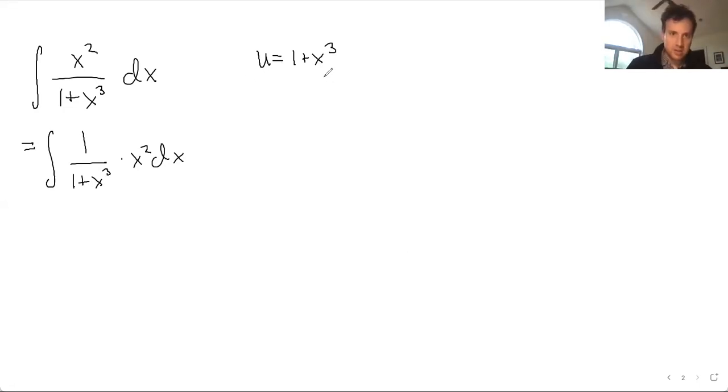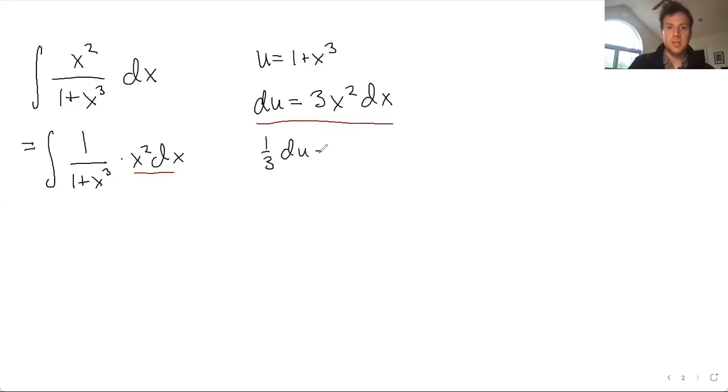So if we make this choice, u is 1 plus x cubed, then we take our derivative. The 1 goes away. The power rule gives us 3x squared dx. We're off by a constant, but that kind of being off is something we can always overcome. So divide both sides by 3. 1/3 du is x squared dx. And now we can make the substitution.